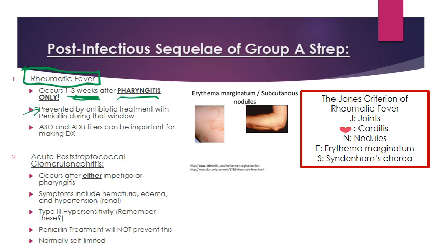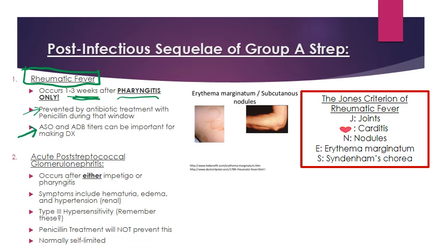Now, if you were to do a strep throat test on that child, it would definitely show up negative because the child cleared the infection. There's no organisms left to leave antigen to turn your rapid strep test positive. So what do you do instead to find out if that kid actually had strep throat? Well, that's where those ASO and ADB titers come in.